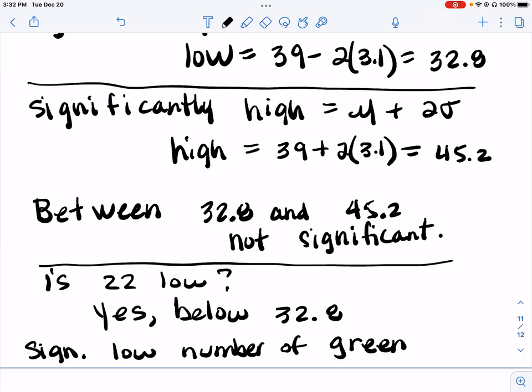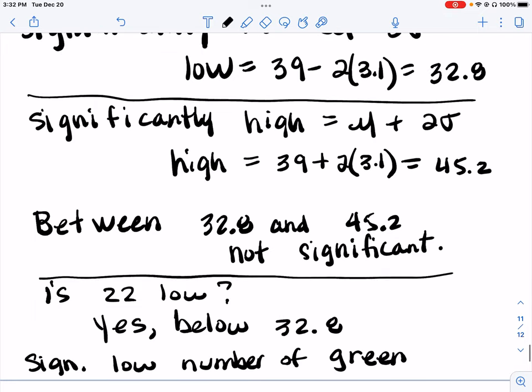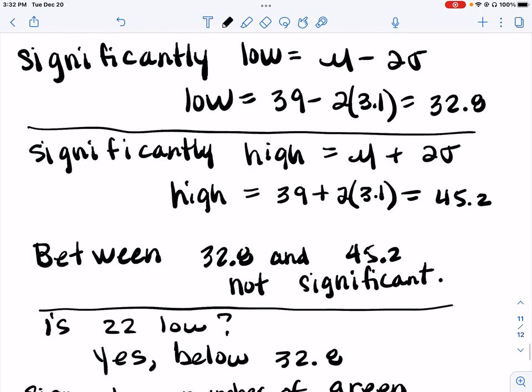So those values between 32.8 and 45.2 are not significant. If they're between, they're not significant. Significantly low would be less than 32.8. Significantly high would be higher than 45.2.